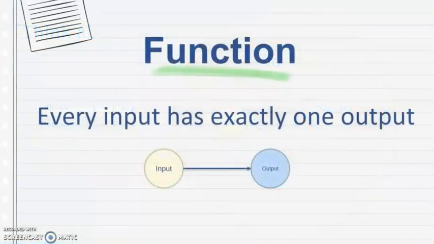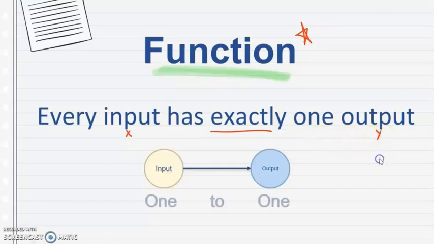The definition of a function, and this is something you're absolutely going to want to make sure you know, is every input, aka your X values, has exactly one output, which are your Y values. So this is an example right here of something that is 1 to 1. One input goes to exactly one output.